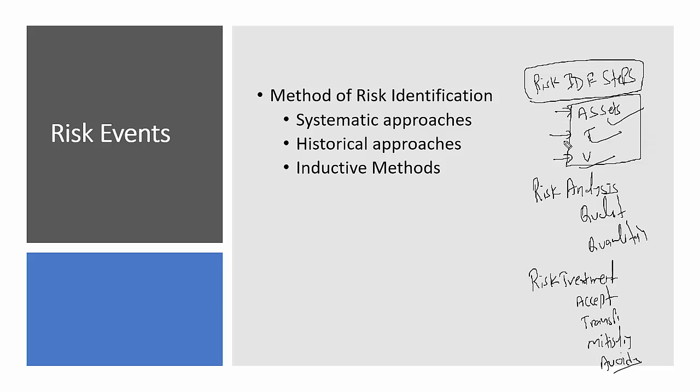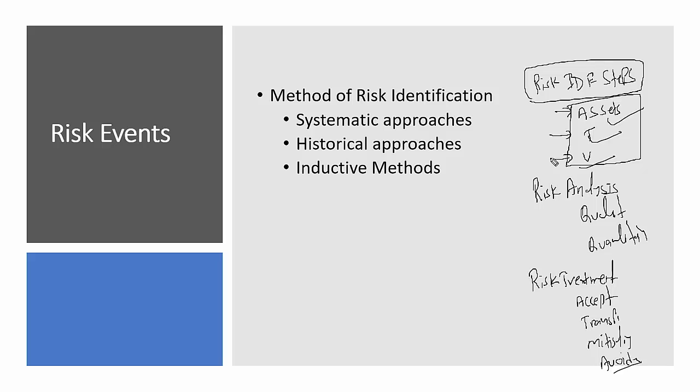But the problem is that we understood these are the steps in risk identification. But what are the methods by which we identify? This is the process: first we identify assets, then threats, then vulnerabilities. That is fine for the risk identification steps. But what are the methods we use in risk identification? That's the question. So we have three approaches that we use to identify risk.